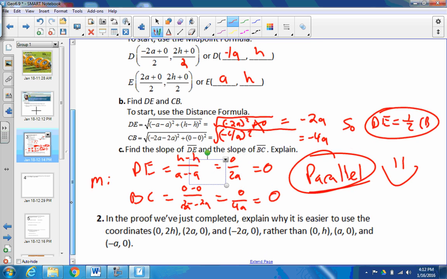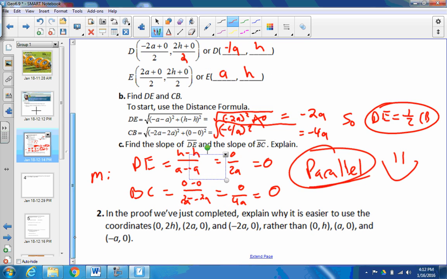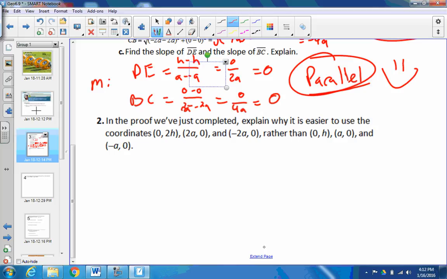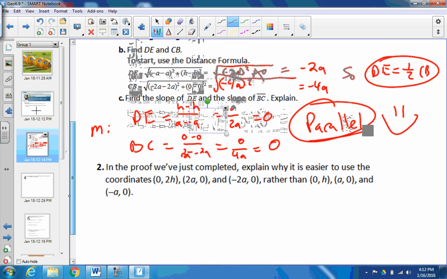Now again, we started off, we set it up, we put the triangle there because we were able to use that easily. It says, in the proof we just completed, explain why it's easier to use coordinates 0, 2h, 2a, 0, and negative 2a, 0, rather than 0, h. So again, we multiplied all the coordinates by 2, and I'm wondering why you think we did that. I'm going to have you answer why you think we multiplied all the coordinates by 2, made it bigger on our graph than we had to for this one.